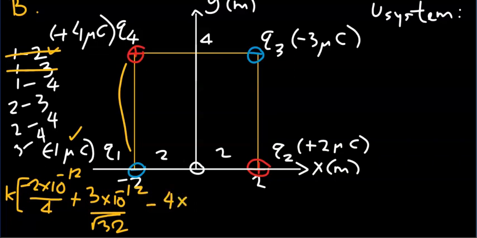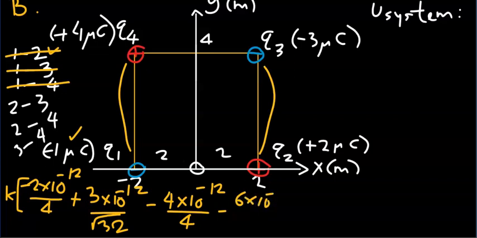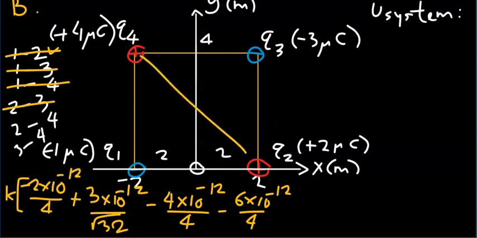Negative 4 times 10 to the power minus 12. The distance between them is 4. Next, term 2, 3. The product is minus 6 times 10 to the power minus 12. The distance between them is 4. So that's done. 2, 4 is that.